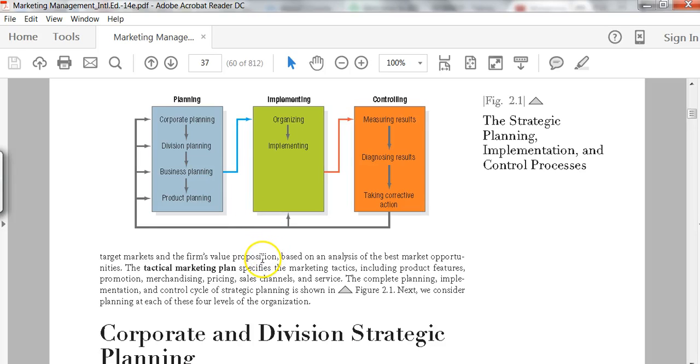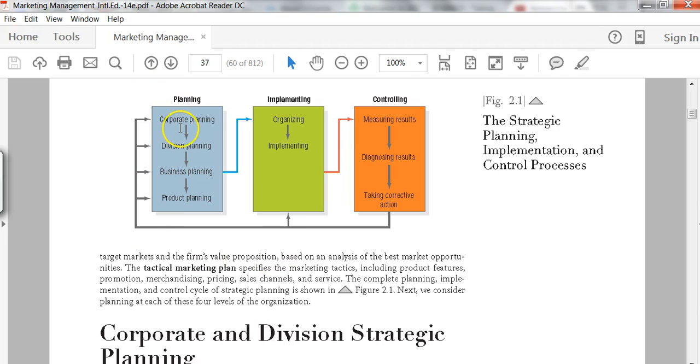Hello, in our previous discussions, we were discussing strategic planning and the existence of planning at different levels of organizations: the corporate level, divisional level, business level, and product level. We were also discussing the role of strategic planning and the two types of marketing plan that can be worked out for an organization, the strategic marketing plan and the tactical marketing plan.